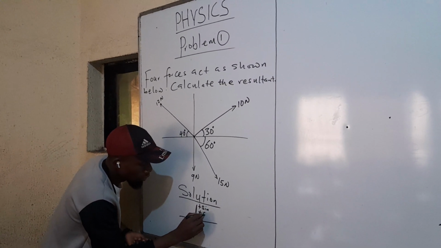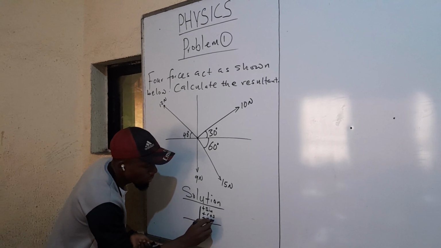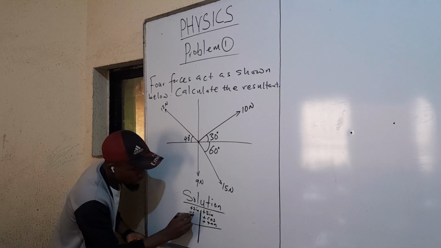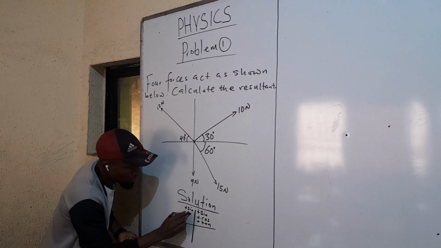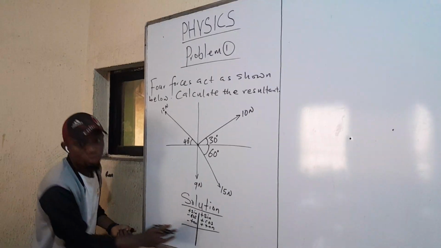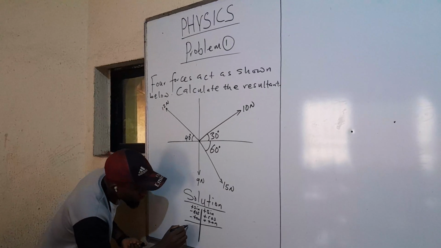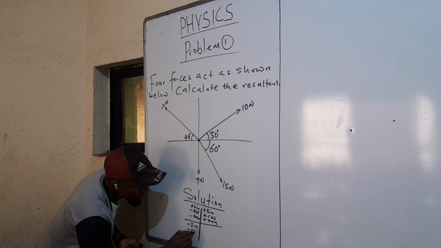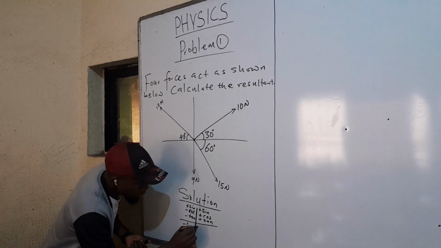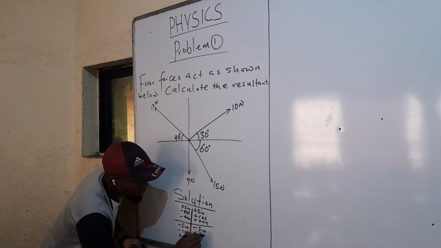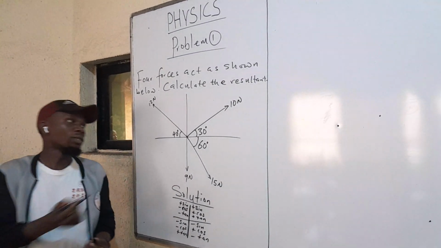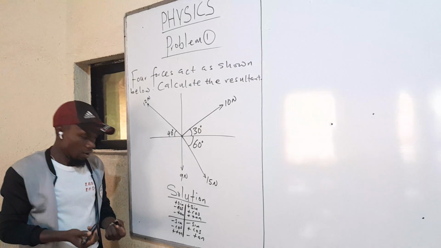Sine is positive, cos is positive, tan is positive. In the second quadrant, sine is positive, cos is negative, and tan is also negative. In the third quadrant, sine is negative, cos is negative, and tan is positive. And in the fourth quadrant, sine is negative, cos is positive, and tan is also negative. So once you know this, you can be able to approach this simple problem on the board. Okay, let's proceed.